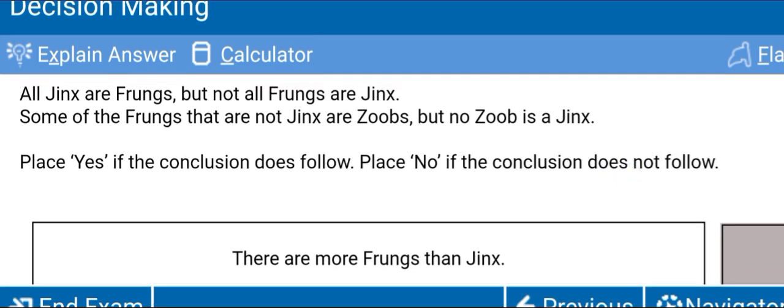It says, all jinks are frunks, but not all frunks are jinks. Some of the frunks that are not jinks are zoobs, but no zoob is a jink. So place yes if the conclusion does follow, place no if the conclusion does not follow.